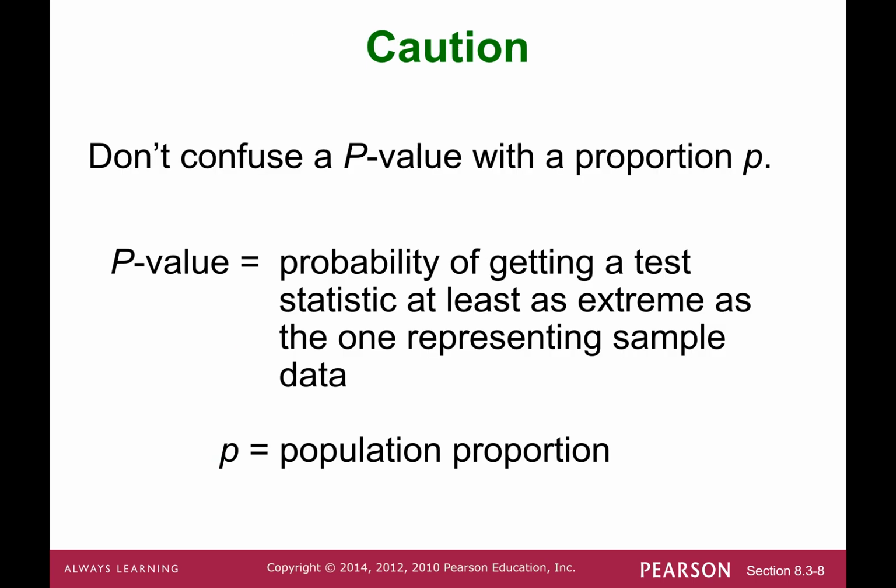So the p-value is different from the population proportion P. The p-value is the probability of getting an unlikely or extreme event, getting a test result at least as extreme as the one in the sample data. P is the population proportion, so they mean different things.